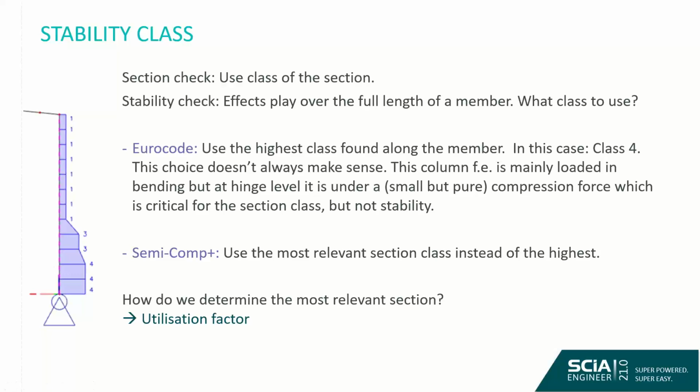Is it logical to go and design this entire length with class 4 just because at the bottom there happens to be a hinge and we happen to have some full compression? Well, the answer is not always. And that's where the extension by the Semicon Plus project comes into play. They're going to say, instead of simply using the highest class, we are looking for the most relevant section along the member, and we will use the class of this section. And how do we find this most relevant section? Well, that's where we get finally to the utilization factor.